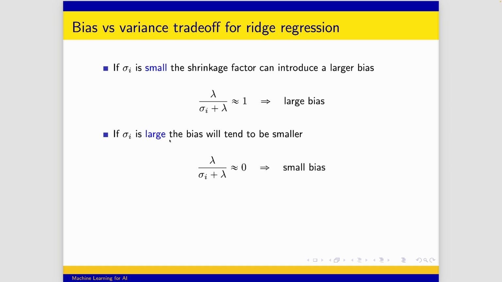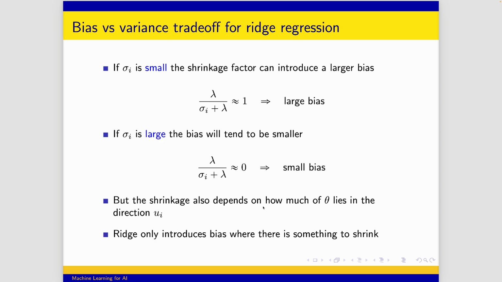But if sigma i is large, then the bias will tend to be smaller because this shrinkage factor will be smaller. So in the limit, this could become 0 if this is much bigger than lambda. We will tend towards a smaller bias. But as I said, the shrinkage also depends on the component of theta in the direction ui, how much of it lies in that direction. So ridge only introduces bias where there's something to shrink. If there's nothing to shrink, if the component in that direction is small, well, it's not going to shrink it anyway.